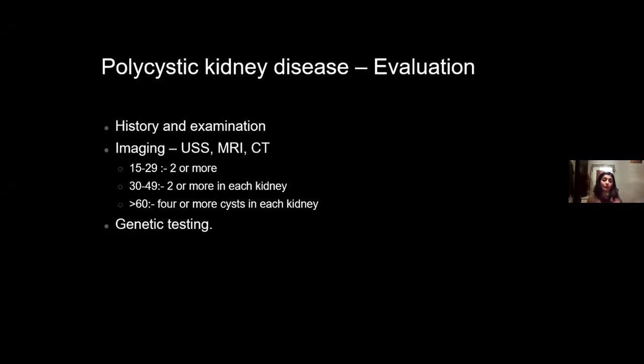The way to confirm the diagnosis is through genetic testing to see exactly which type it is, because as I mentioned, there are other types. There's autosomal recessive pattern of inheritance. There's acquired polycystic kidney disease as well. So we need to do some genetic testing to figure out exactly which type of polycystic kidney disease this is.